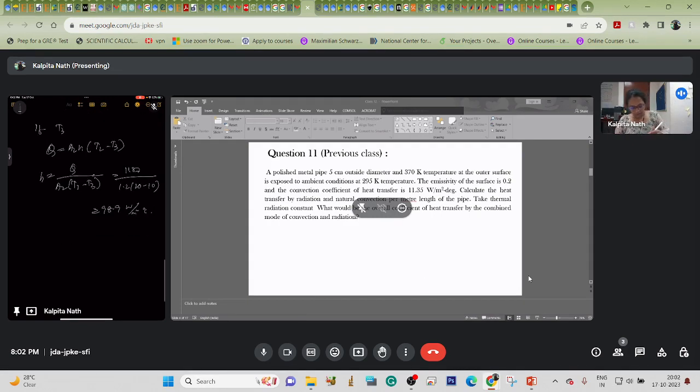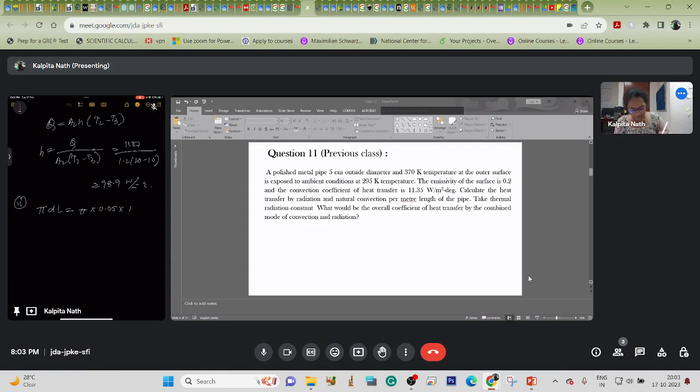So let's solve this problem now. The surface area of the pipe per meter run, we have to find out, will be pi dl. That means pi into diameter 0.05 meter into L. L, that is per unit meter, we have to find out. So L will be 1, and the area is 0.157 meter square.